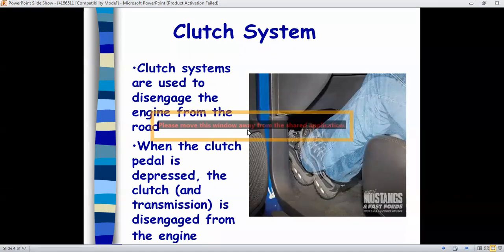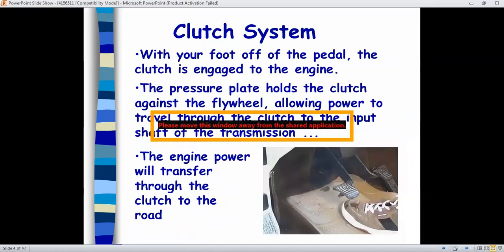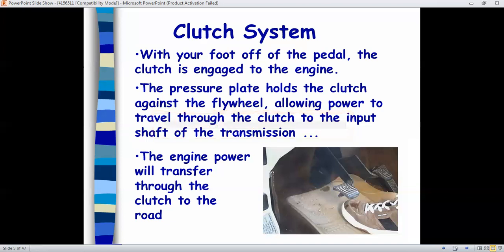So what is the clutch system? You can see in the four-wheeler, the clutch and brake are at the same position, below the driver seat. Clutch systems are used to disengage the engine from the road. When the clutch pedal is depressed, the transmission is disengaged from the engine. With your foot off the pedal, the clutch is engaged to the engine. Means when we press the pedal, the clutch plate is disengaged from the engine, and when we remove our foot from the pedal, the clutch plate engages to the engine.